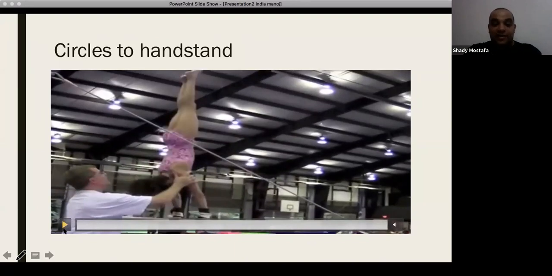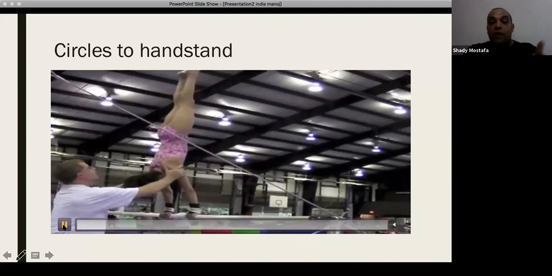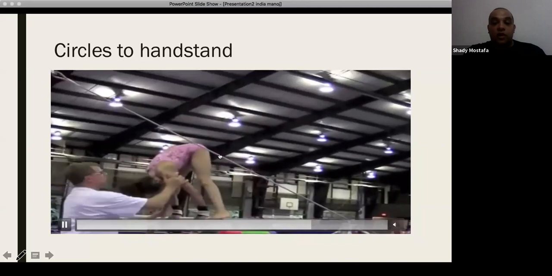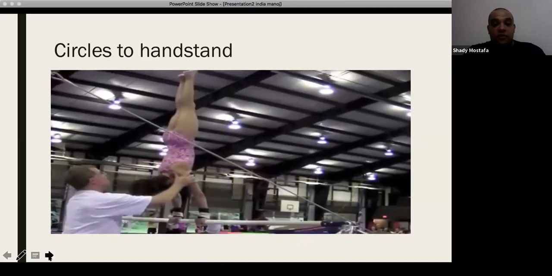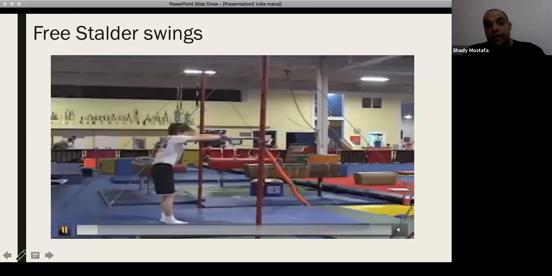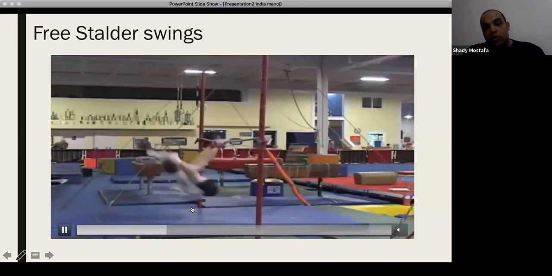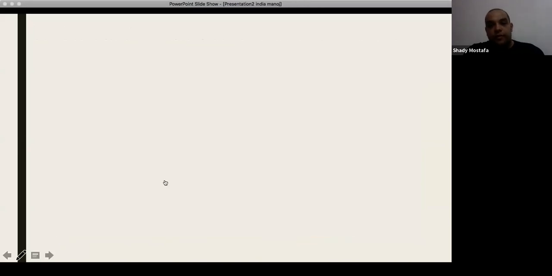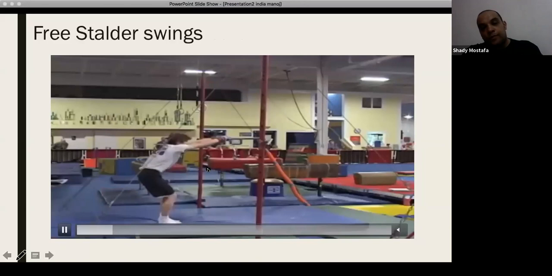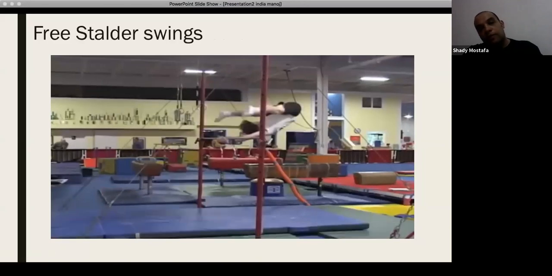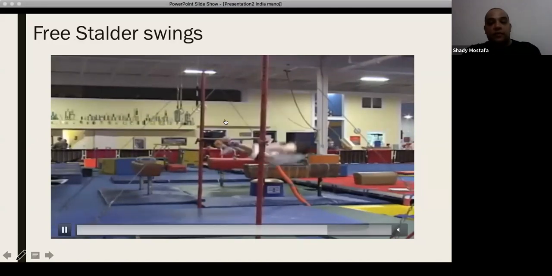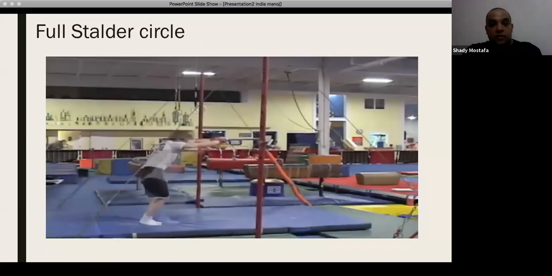More important, this element, all about circles, stalder circles, all about circles. If the gymnast can perform a good circle, it's really easy to go to a handstand. That's the easiest part. Actually, the difficult part is to do the swings. Okay, later on, you let the gymnast go like this. That's called stalder circles that I told you about. Okay, I will show you now how the coach will spot this. But you see, if the gymnast can perform this, it would be so easy to go to the handstand. So easy. Okay.